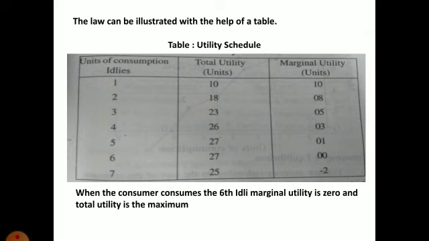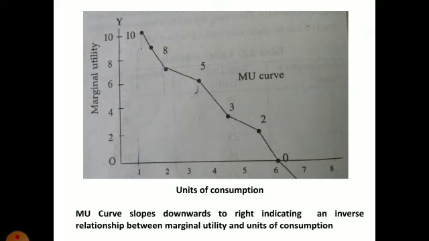Thus, according to this law, marginal utility of a commodity varies inversely with its number, but the variation is not uniform or proportionate. It can be proportionate, but even if it is proportionate, it is incidental. To get the marginal utility curve, we have to represent these numbers on a graph. So we get what is called the marginal utility curve.